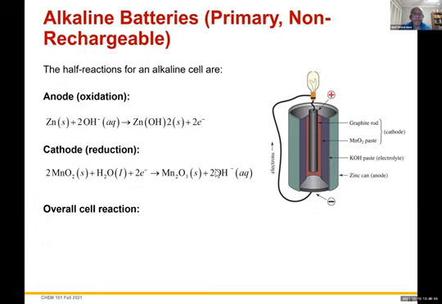Manganese 4 oxide turns into manganese 3 oxide. So it is a reduction. So the overall reaction is this. This cannot be recharged. This is not rechargeable. Like many chemical reactions, which are reversible, not many chemical reactions are reversible. Batteries also have the same feature. Some of them are rechargeable, where the reverse reaction can take place.